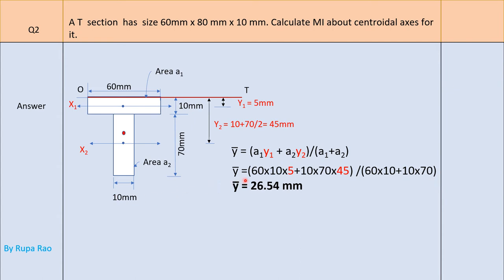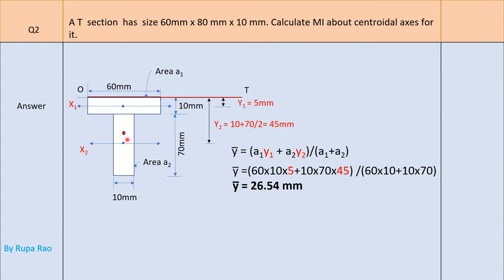Now take the calculators in your hand and do the calculations from here. Bracket open 60 into 10 into 5 plus 10 into 70 into 45 bracket close divided by bracket open 60 into 10 plus 10 into 70 bracket close is equal to, you will get this answer, 26.54, and the unit is mm.